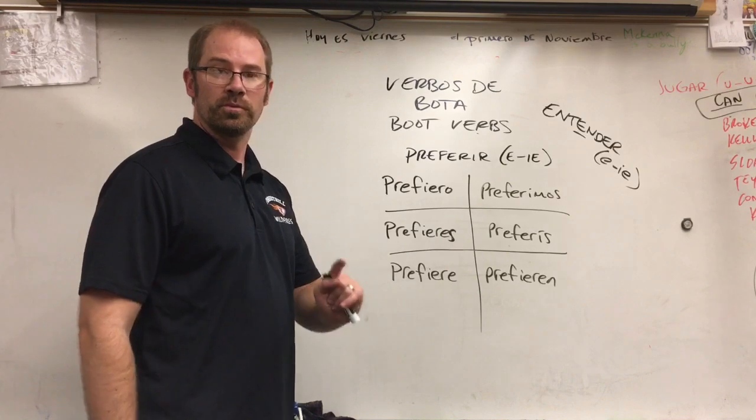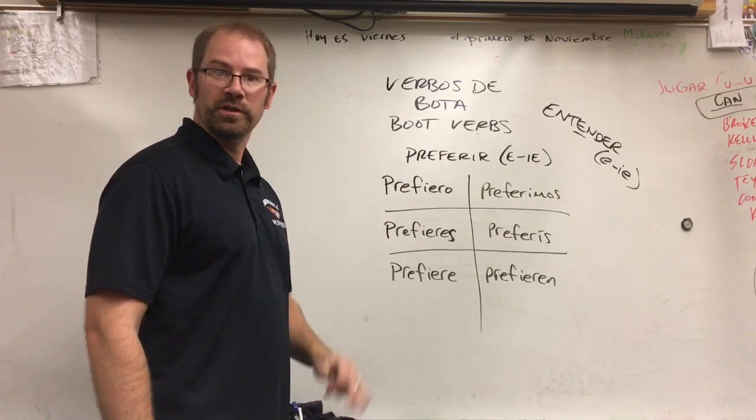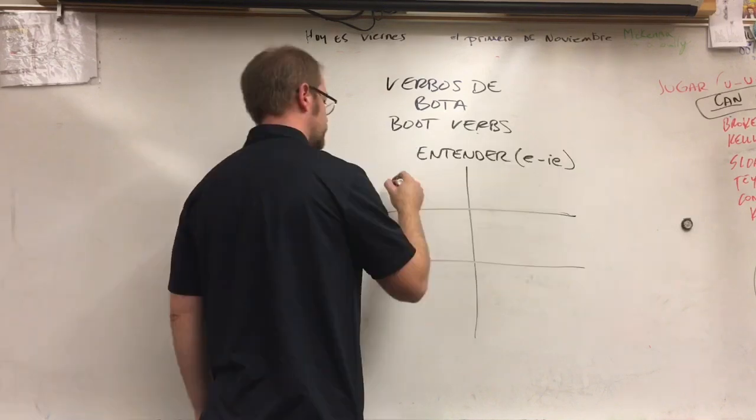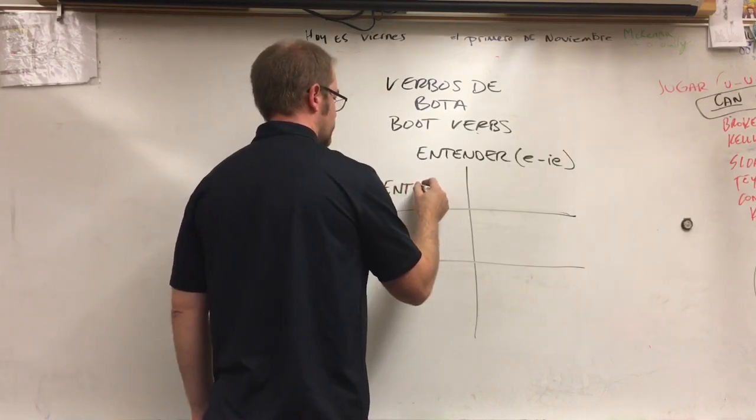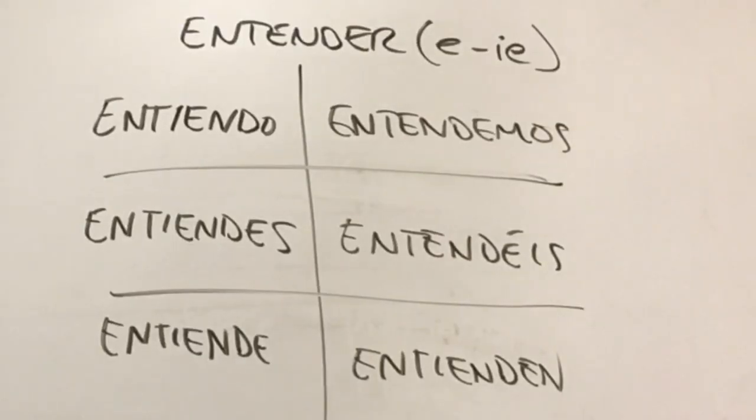Let's do one more verb, we'll do entender right now. So if you want to pause the video and see if you can do it, I'm going to write it on the board right now. Pause the video, I'm about to do it. All right, so now you have the verb entender conjugated for you as well.